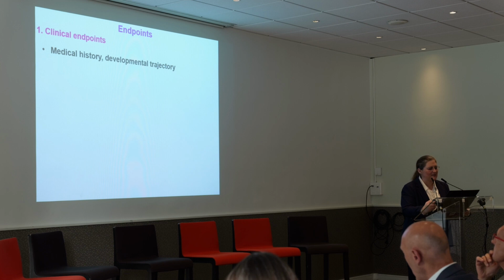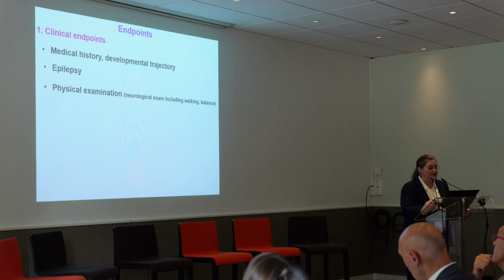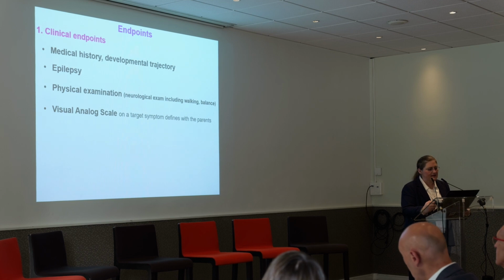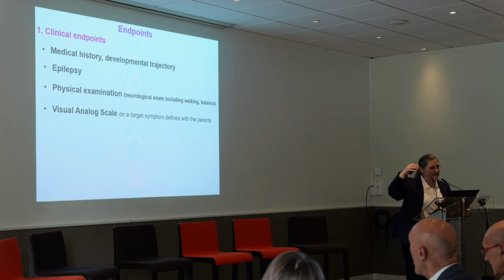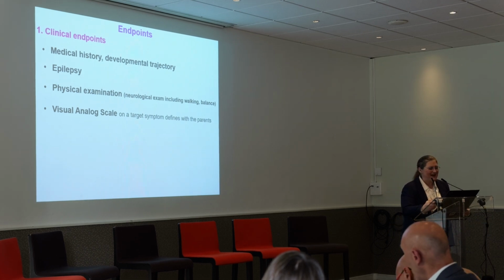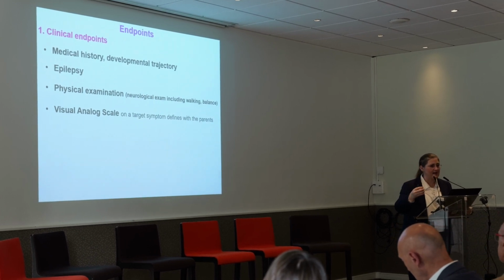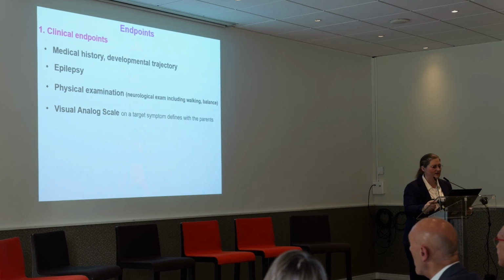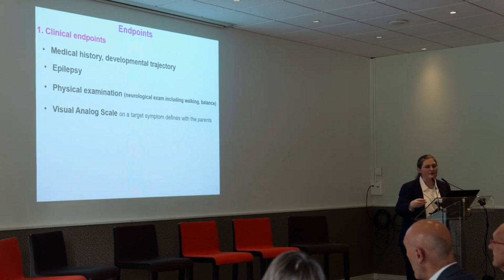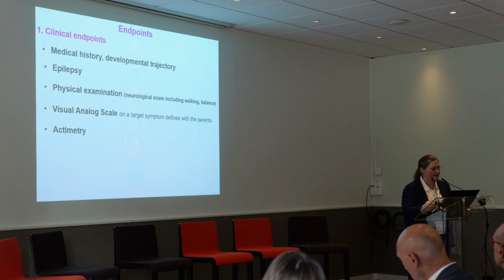Regarding the clinical endpoints, I already mentioned that we did a very thorough developmental trajectory with the family and medical history. The epilepsy, I told you about it this morning. Physical examination, including walking and balance especially. We defined with each family a target symptom that they could rate repeatedly, in order to check if it was reproducible or if it could fluctuate, because, as Andreas just showed you on images, it can fluctuate without a real treatment, so it was interesting to know that.